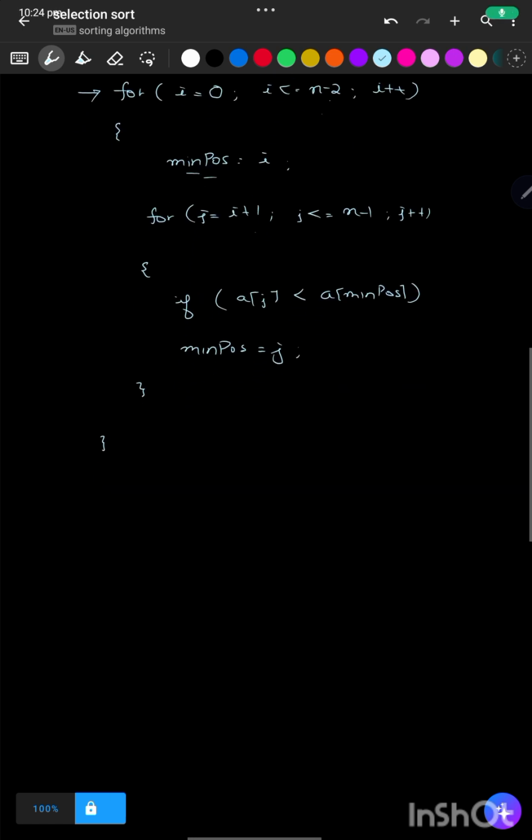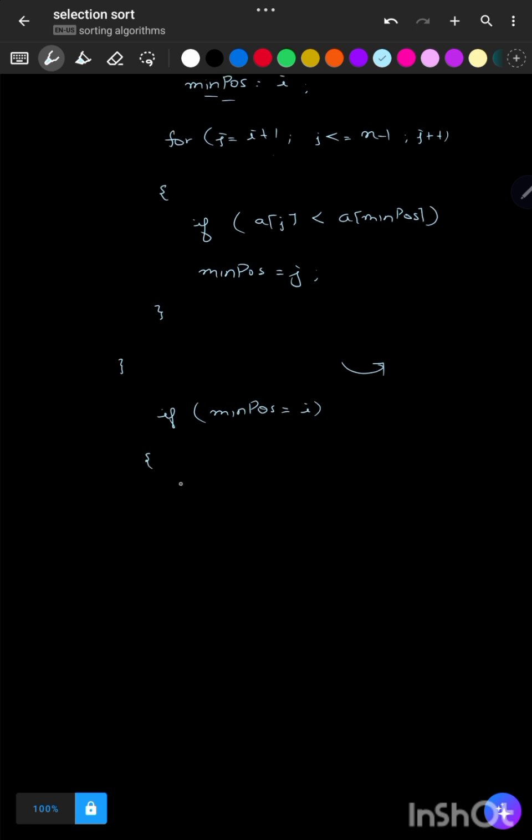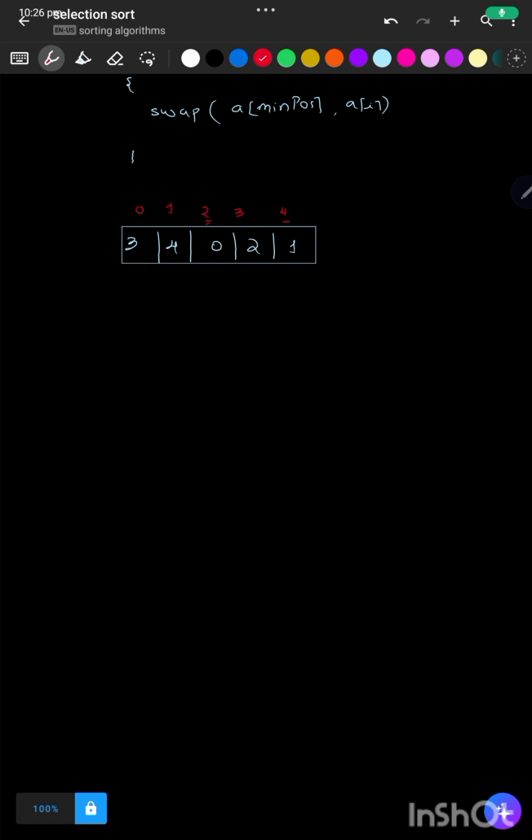So that's it. Lastly, I will check if min position is not i. That means there is some other element to the right of me which is smaller than me, so I'll swap only with that element. Then swap what and what? A of min position and A of i. Okay, that's it. Let me run this code for you.